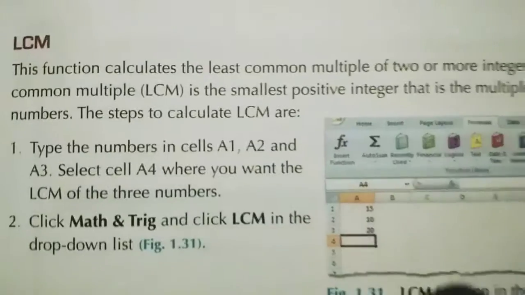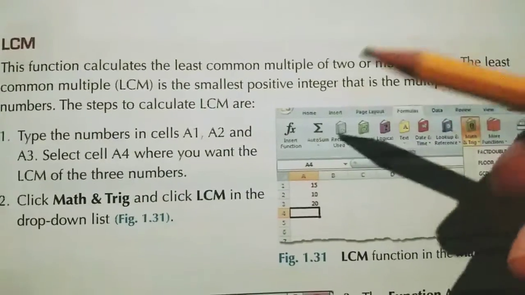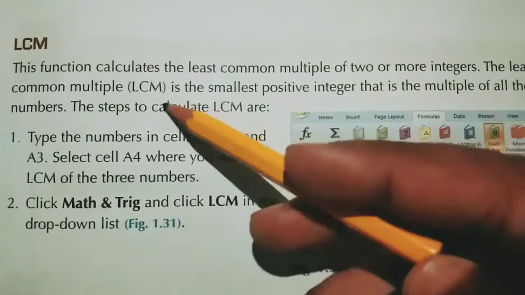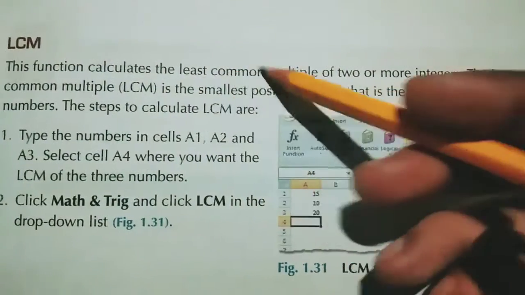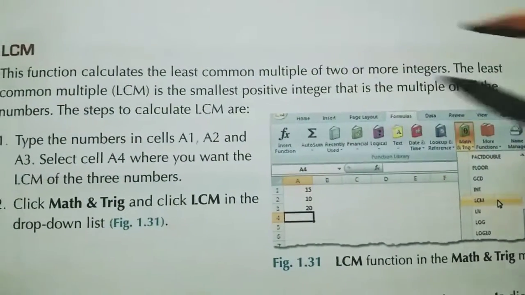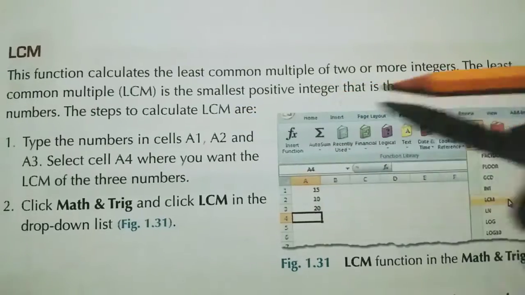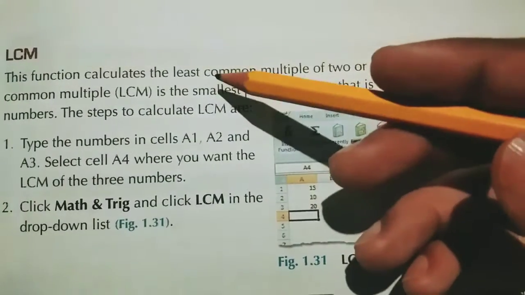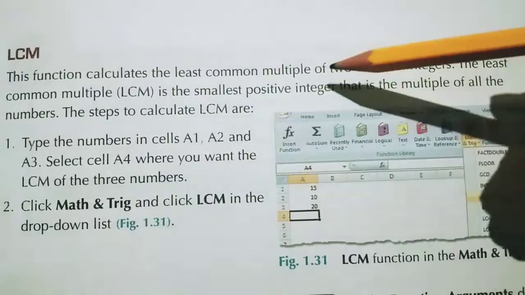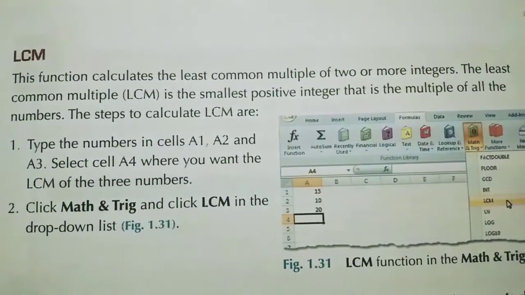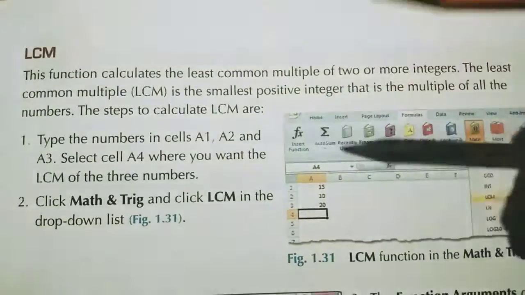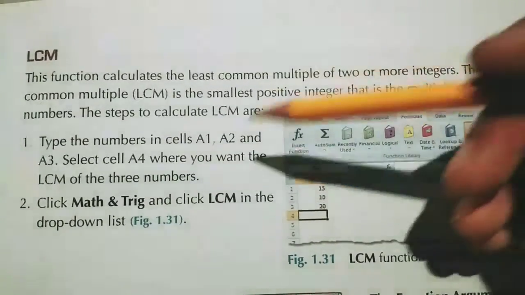Now we'll see how to find the LCM of two numbers. Again, you have to write the two numbers or three numbers, whatever you want. First of all, let us understand what LCM is. LCM means the least common multiple of two or more integers. The least common multiple is the smallest positive number. Least means small, so we'll find the smallest positive number. You have already learned what LCM is in maths, so here we'll only see how to find it in MS Excel.